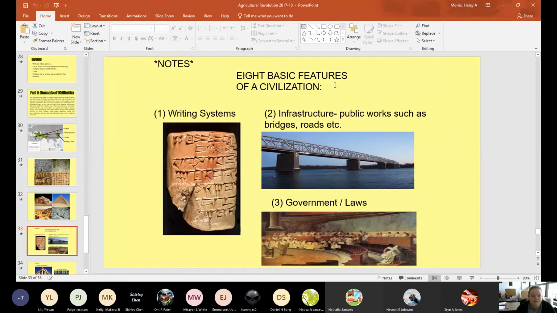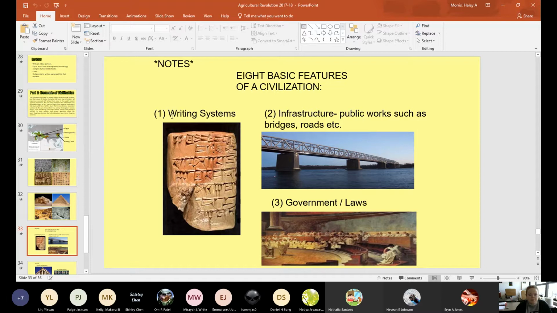So there are 8 basic features of a civilization, and we kind of started to talk about them in that chart that we went through the other day. The one with the cycle where it said step 1 was foraging stops, step 2 was farming begins, and step 3 was civilizations forming. And so those 8 things that were listed were the 8 features of a civilization. And those are just the basic features of a civilization.